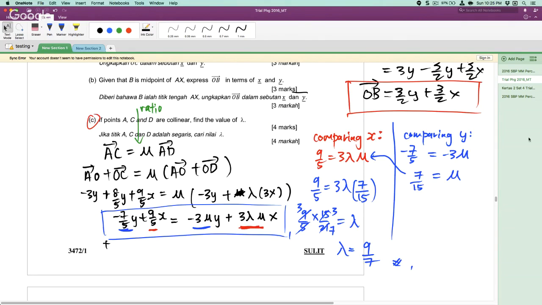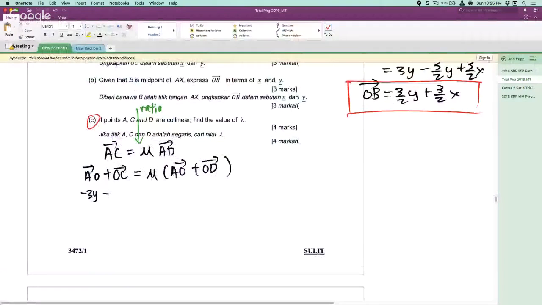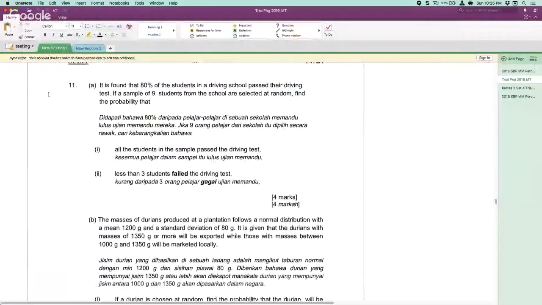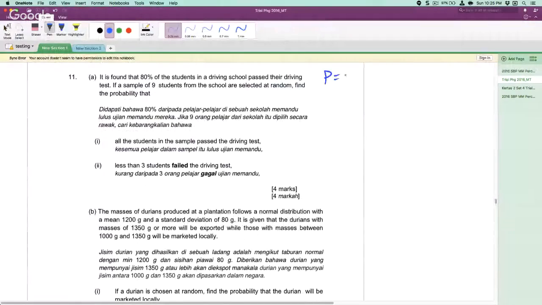Right, so let me restart the OneNote and then we go to the one last question, then I will end the class today. I will go to the last one, which is the probability distribution. It's found that 80% of students in a driving school pass their driving test. That means I know P is 0.8. So Q is just 1 minus P, which is 0.2.